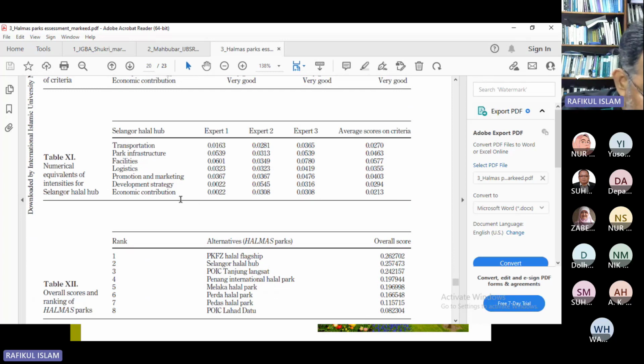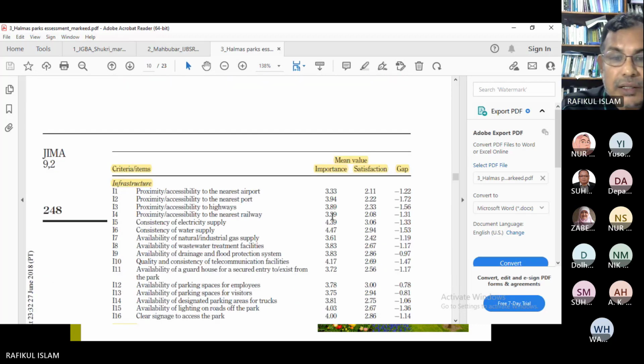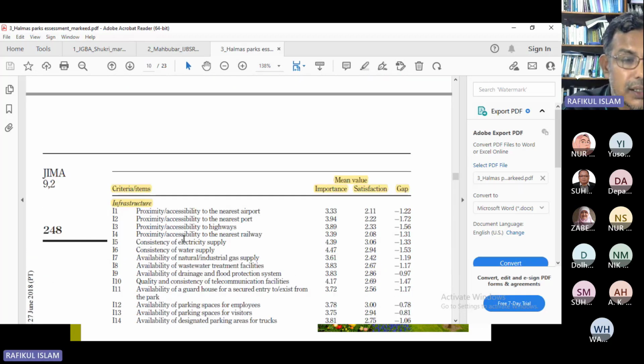No, sorry. This one, page 10. Sorry, I wrongly put this page 10. Okay, so under infrastructure, these are the items.